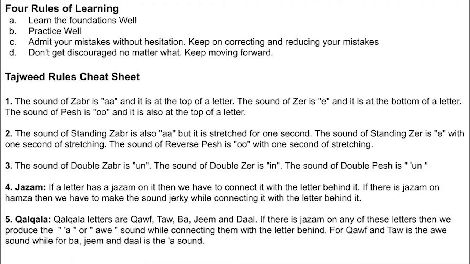Qalqala. Qalqala letters are qaf, ta, ba, jim and dal. If there is jazm on any of these letters, then we produce the e or a sound while connecting them with the letter behind. For qaf and ta it is the a sound, while for ba, jim and dal it is the e sound.